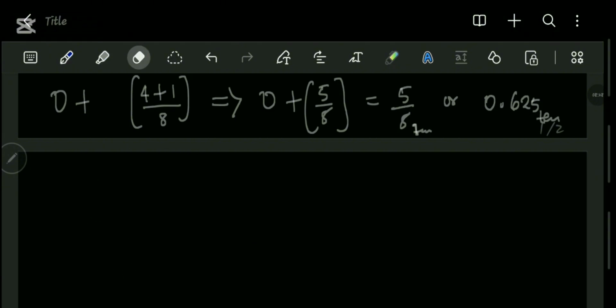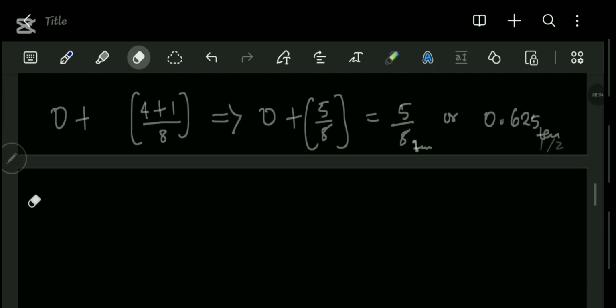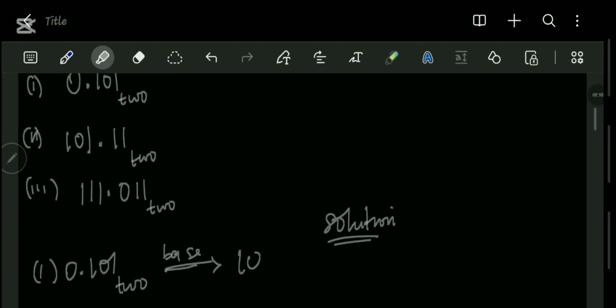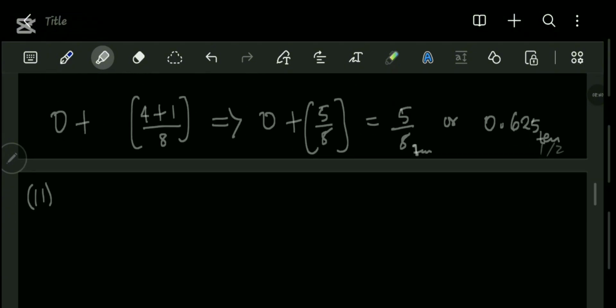So for question 2, we are going to apply the same principle here. For question 2, we have to convert 101.11. This number is in base 2. We have to convert this to a number in base 10. So we are going to do the exact same thing we did here. Multiply each of the digits in this number by the old base.